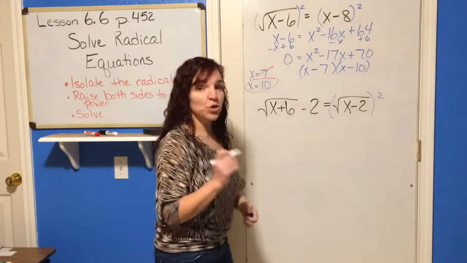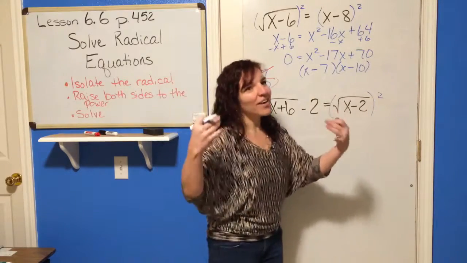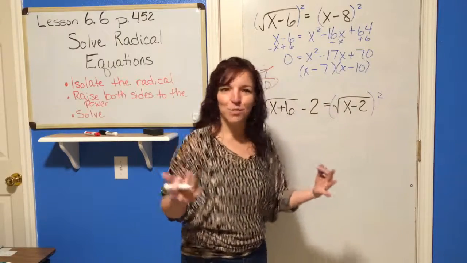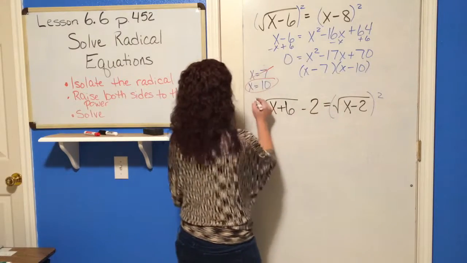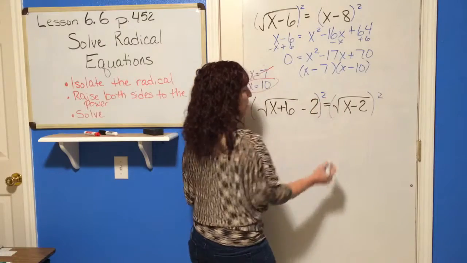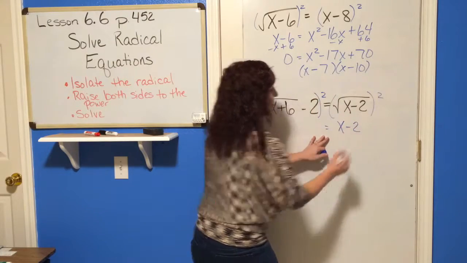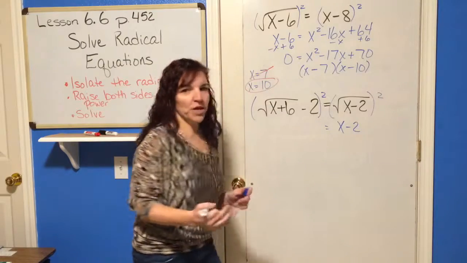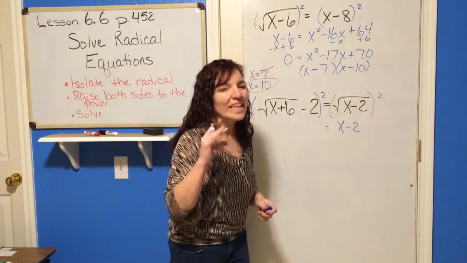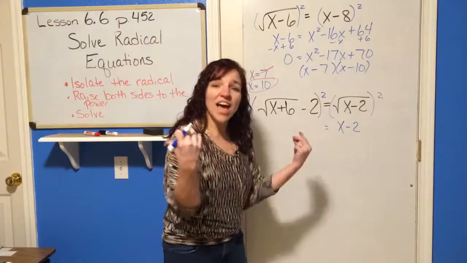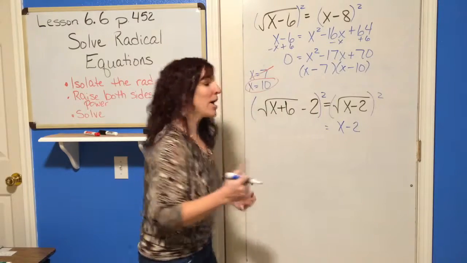Because this is already isolated, let's start with this one and let's square it. Now that's fine. You can do that as long as you do the same thing to both sides. So we squared this side, so we're going to square this side. All right? So this side is easy. It's just x minus 2. This side is a little bit trickier, and this is where it's going to be really handy if you know that shortcut for squaring binomials.